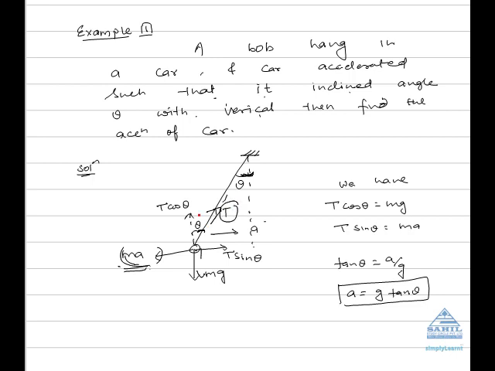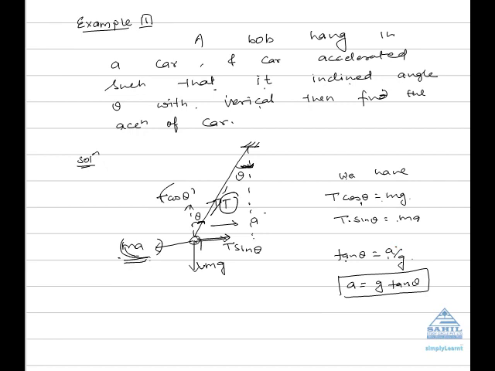Resolve T along theta: T cos theta, and perpendicular it is T sin theta. If the bob is at equilibrium, then we have T cos theta equal to mg and T sin theta equal to m into a. Dividing both equations, we have tan theta is equal to a upon g, and a is equal to g tan theta.